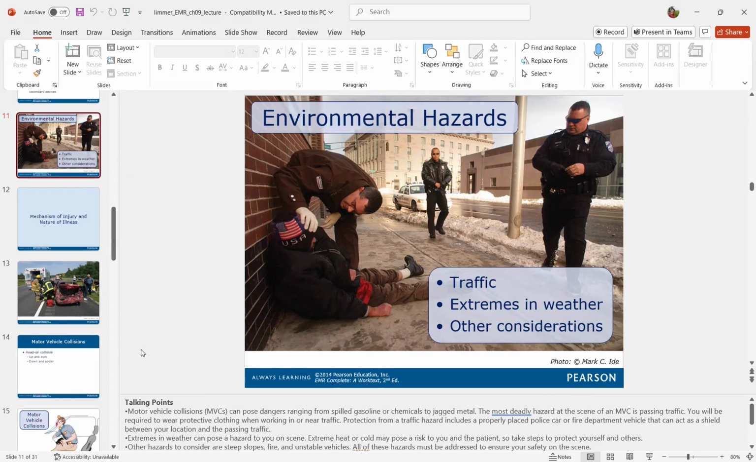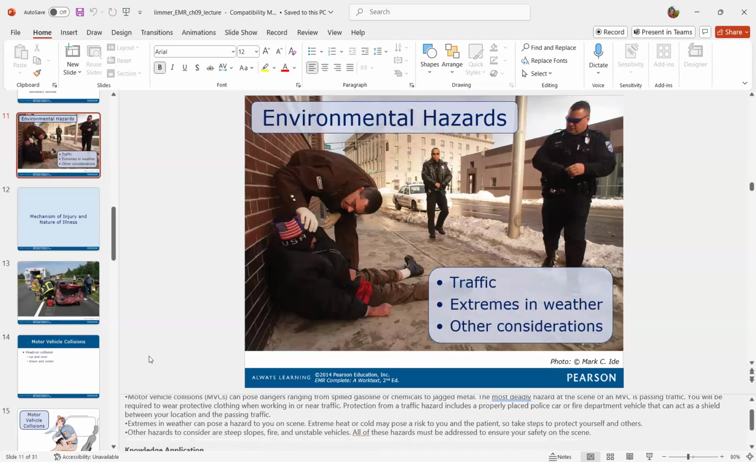Protection from traffic hazards includes properly placed police cars or fire department vehicles. They can kind of shield between the location of the passing traffic. Extremes in weather can pose a hazard to our scenes as well. Extreme heat or cold may pose a risk to us and our patients. So we protect ourselves by wearing the right equipment as we go out there.